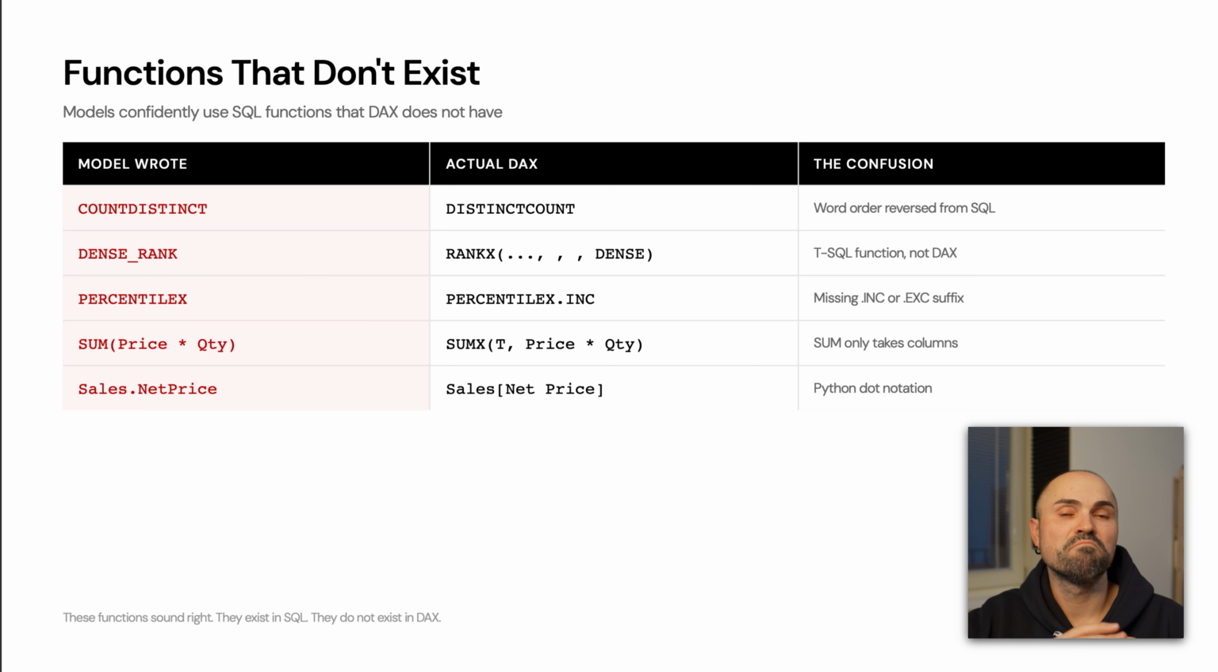DENSE RANK, again, exists in T-SQL but does not exist in DAX. It's written differently. Or Sales.NetPrice, something which is possible in Python, but not possible or incorrect in DAX. This usually shows you which data is more prevalent in the training data. Whenever models aren't sure, they tend to stick to something they know better. And it's SQL or Python, which are of course more popular languages than DAX.